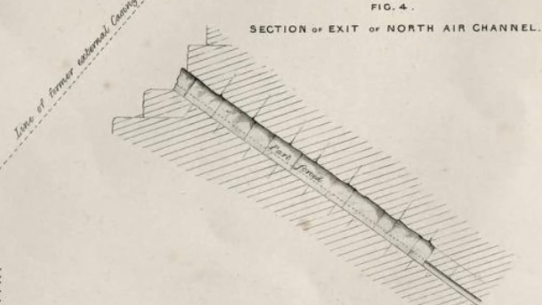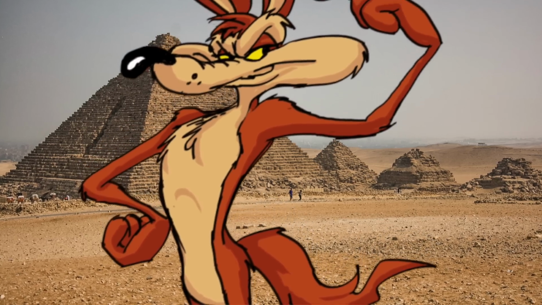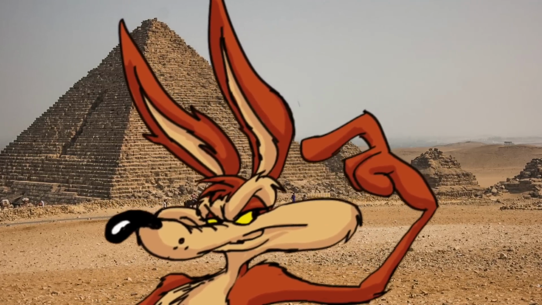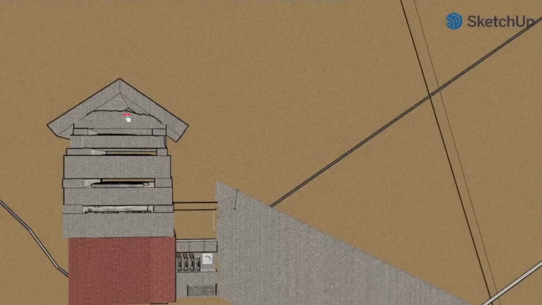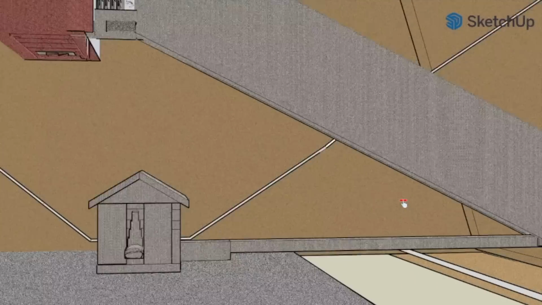Well, the long and short of it is that Wile E. Coyote did it. In this case, it was Giovanni Caviglia who blasted this channel alongside the shaft in search of, I suppose, some sort of secret chamber or explanation for the pyramid's shaft system, which I don't think he ever got, but there we go.